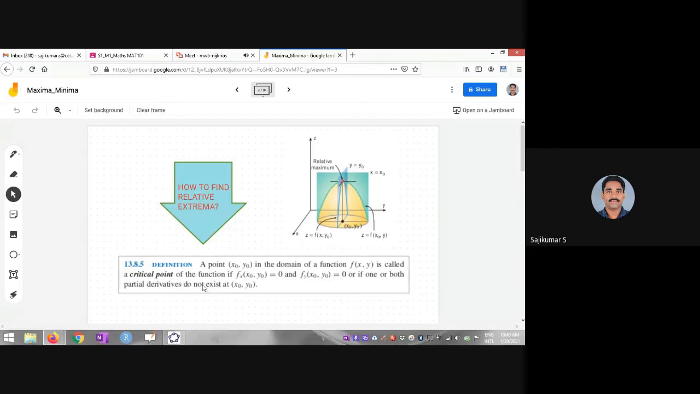Then how can you define a critical point? A critical point is a point at which either the first order partial derivatives are zero, or at which one or both of the first order partial derivatives do not exist. That point is called a critical point. So in order to find the relative extrema, relative maxima or relative minima of a function, first of all we have to consider the critical points of that function.